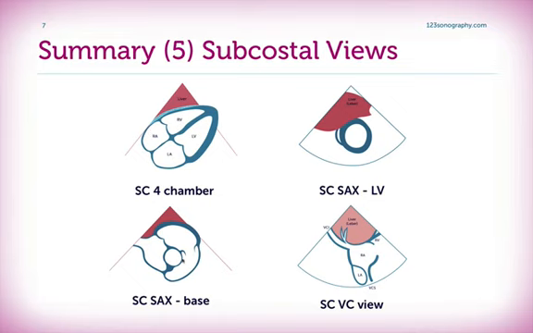Short axis views can be performed from a subcostal approach just the same as for a peristernal approach. Again, a very similar view to what we've seen before. The short axis view at the base with the aorta in the center. We have short axis views of the left ventricle, and we can perform a view which allows us to see the vena cava inferior as it enters the right atrium. This view is particularly helpful for the assessment of right atrial pressure and other pathologies which involve the inferior vena cava.